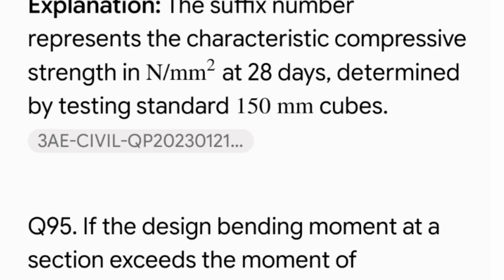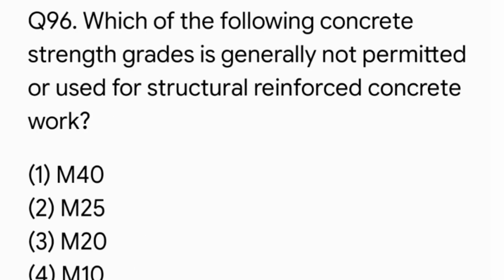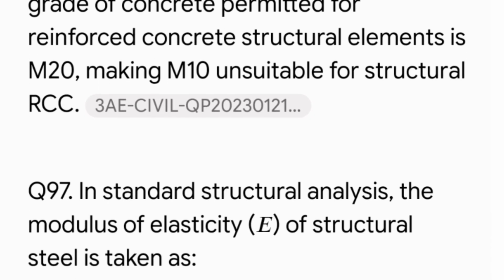Next question. The design bending moment at the section exceeds the moment of resistance of a balanced section. A designer limiting the section size should configure the section as. Correct answer option 3. Doubly reinforced section. Next question. Which of the following concrete strength grades is generally not permitted or used for structural reinforced concrete work? Correct answer. Next question.